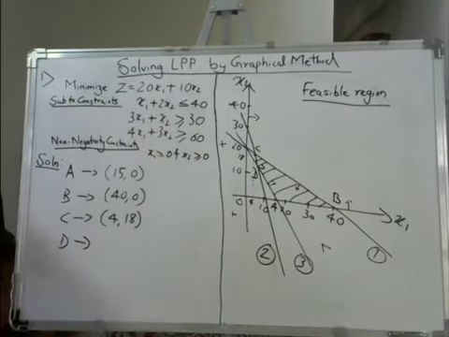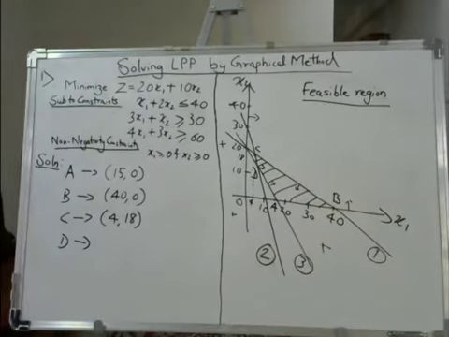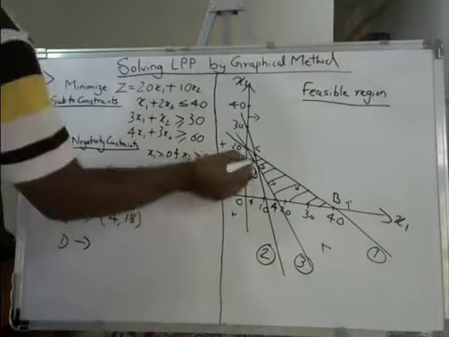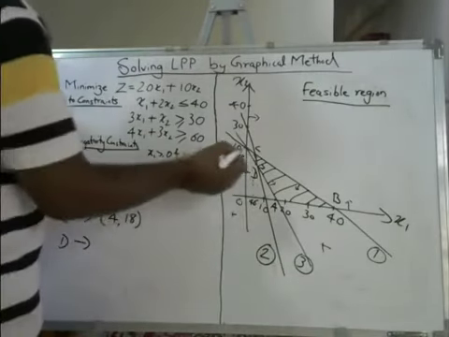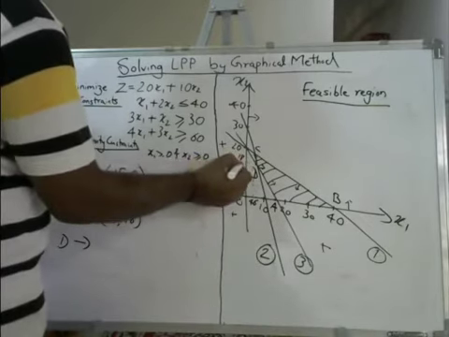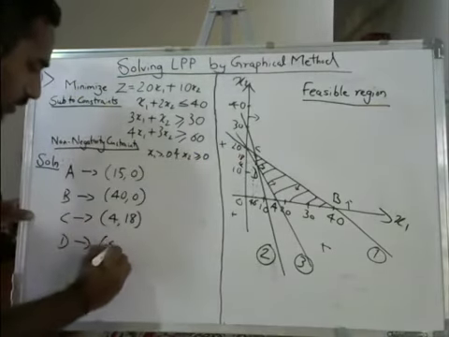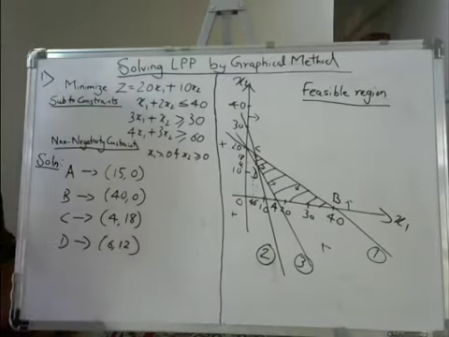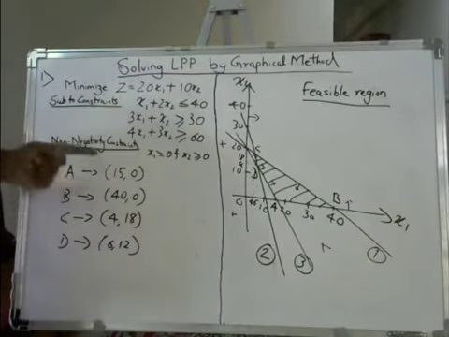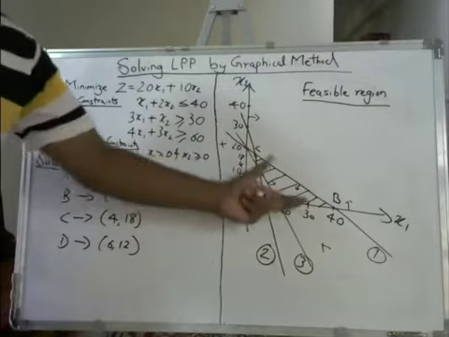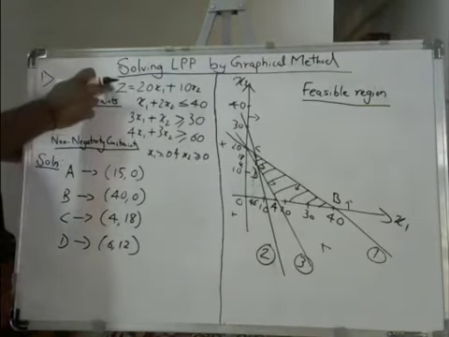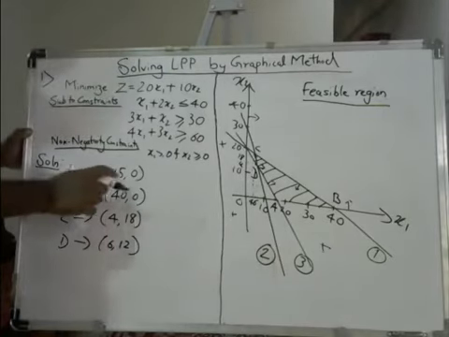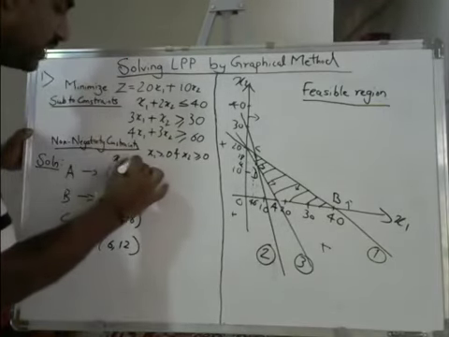Similarly for D, if you draw a perpendicular line there, you will get it maybe as 6, and here if you draw a line, maybe it is 12. So 6 and 12. Here you have got the coordinates for this feasible region. Now we need to find out the cost, now we have got X1 and X2s here.